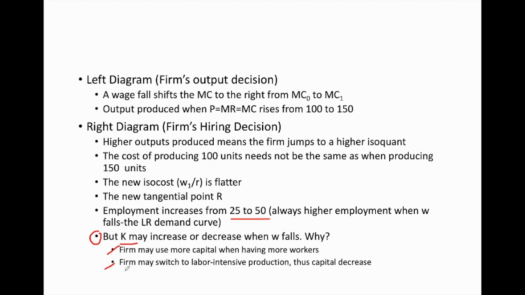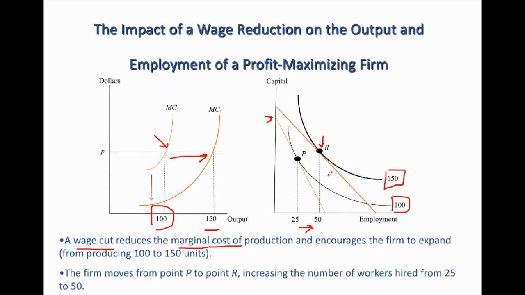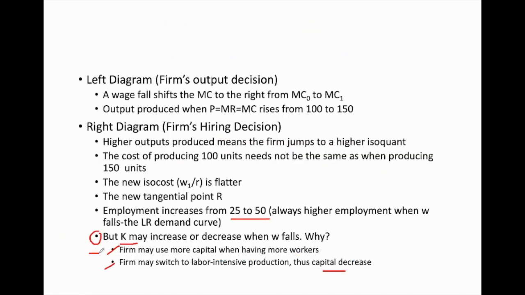Another possibility is that firm may switch to labor-intensive production. Thus, capital may decrease. So this is another possibility. Nonetheless, in this diagram per se, we find that there is an increase in the level of employment as well as increase in the amount of capital intake by this firm. This is possible as indicated by the first reason here. But there is also a possibility that the firm may reduce its capital when the firm finds it is cheaper to move to a more labor intensive production.